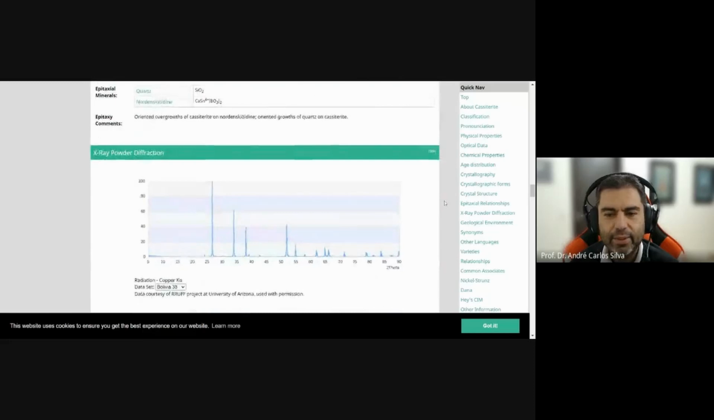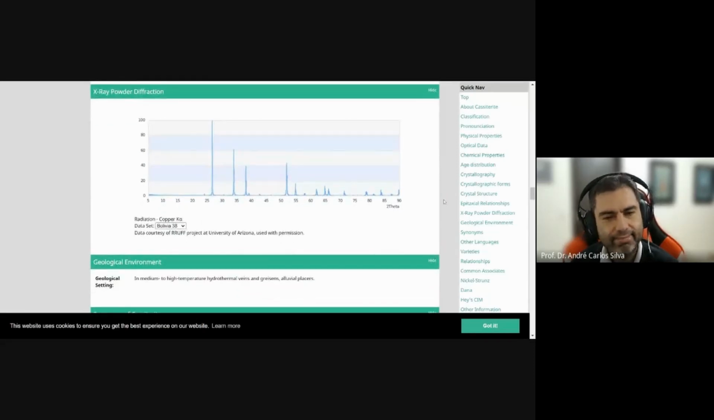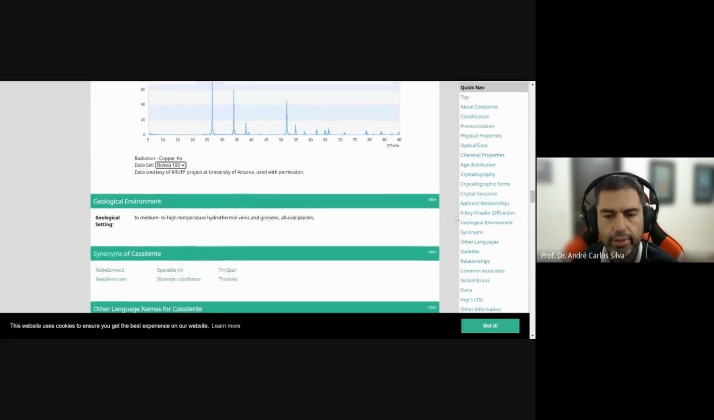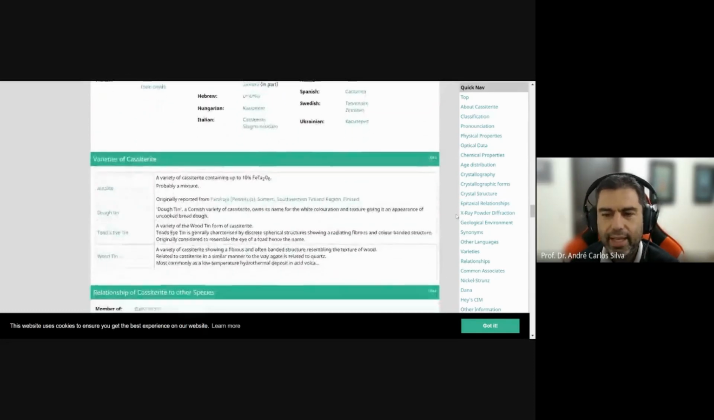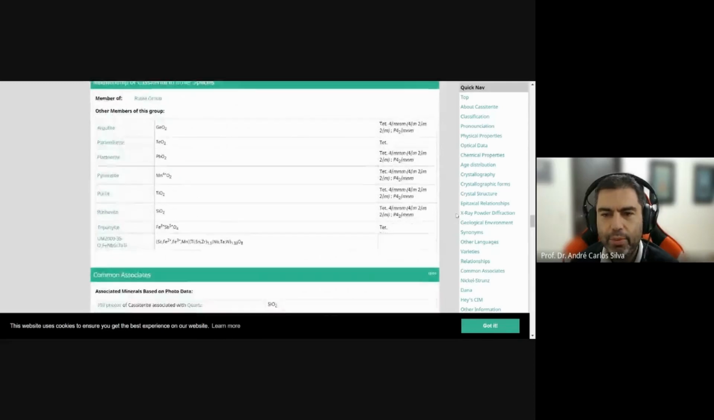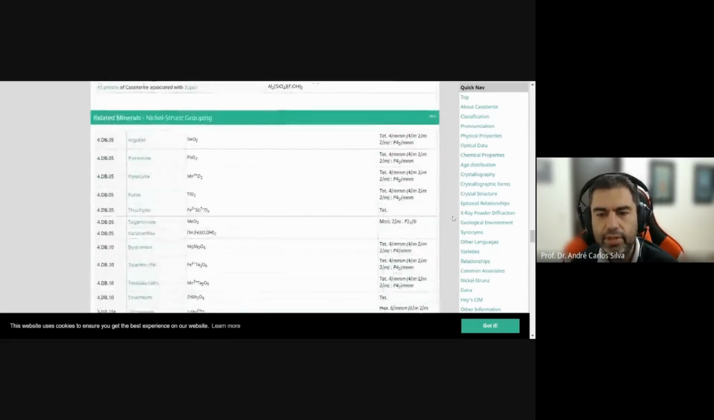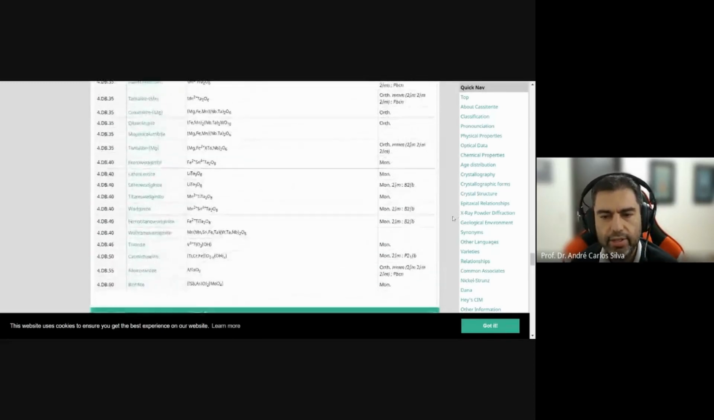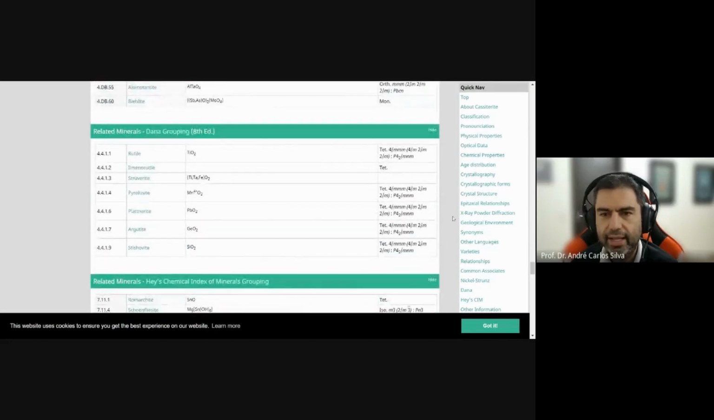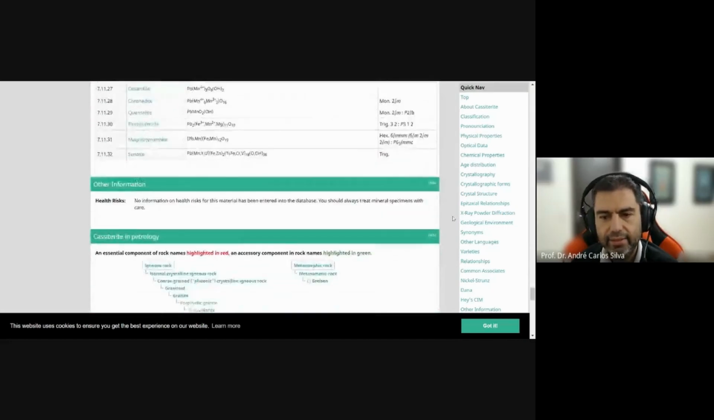And what else? You have XRD. You have the XRD of the material right over here, and you can just change the data set, and you can take a look if you have major differences, okay? But then again, where is my chemical composition? I want to get to my chemical composition. I want to make the calculations about grades, and I didn't have the result yet.